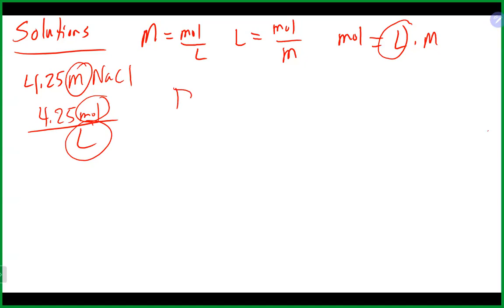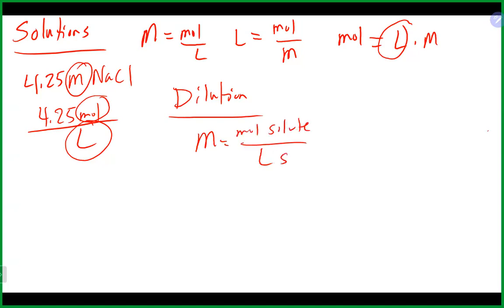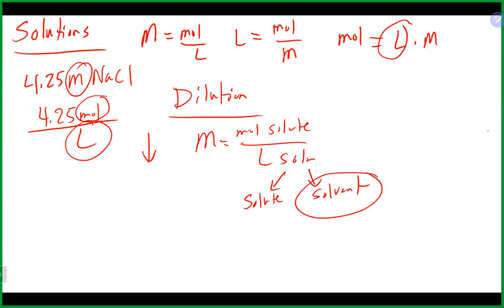Now, we also talked about dilution at the end there. And dilution is really when we add more solvent to our solution. So that is going to be our moles of solute over our liters of solution. Remember that a solution is both the solute and the solvent together. So when we do a dilution, we do see that the molarity does decrease. And the molarity decreases because the only thing that we're adding basically is more solvent. And that will make our denominator larger and our molarity will go down.